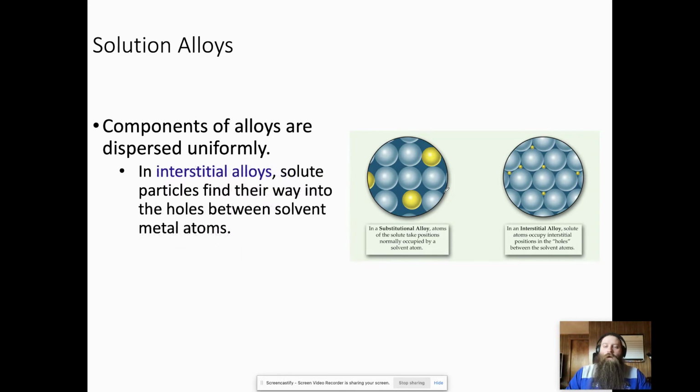An interstitial alloy is here on the right, where you can see that we've fit these components into the little windows. They're much smaller, so we have, we'll say, a size disparity. But if you have comparable size, then you're probably going to be a substitutional alloy. So if the elements that you're substituting in are about the same size, that's comparable. That's going to be a substitutional alloy. If there's a big size disparity, you're going to end up with the interstitial alloy.